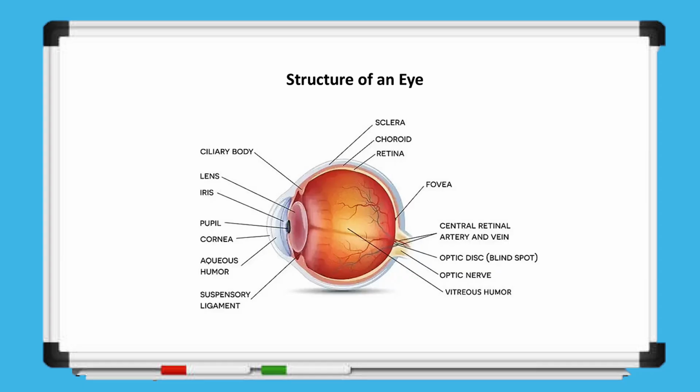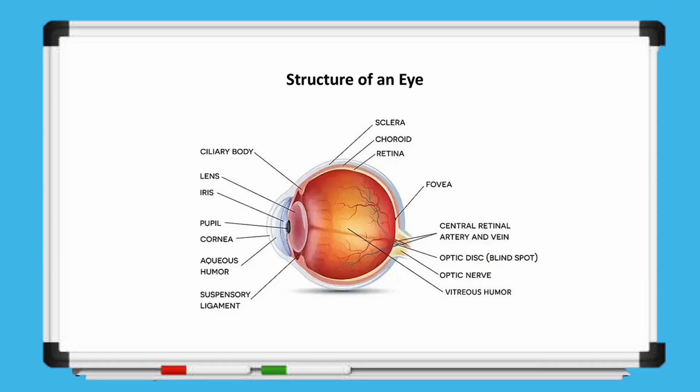The iris is the colored part of the eye surrounding the pupil, which is the black circular opening in the center. The iris controls how much light enters the eye by adjusting the size of the pupil. At the very front of the eye, we have the cornea, a clear dome-shaped layer that helps to bend and focus incoming light.